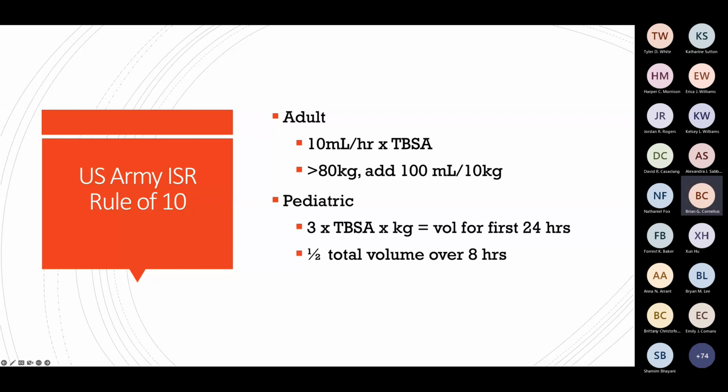All right, guys, we're going to pick back up where we left off. Clarissa asked for the Army formula. TBSA is the total burn surface area. So it's not their body surface area like everything, it's just the burn surface area.